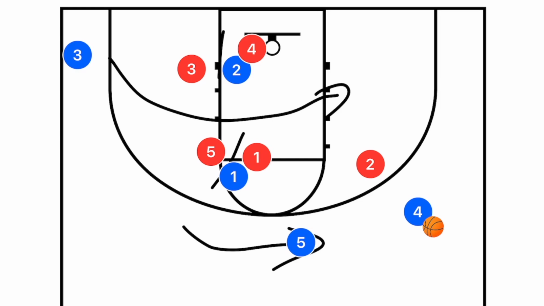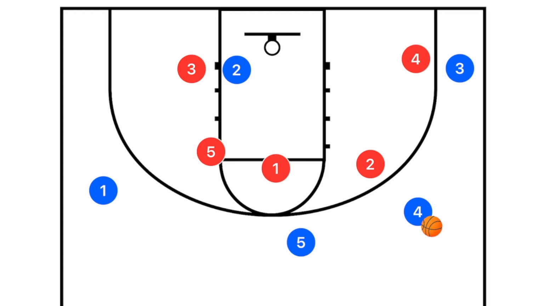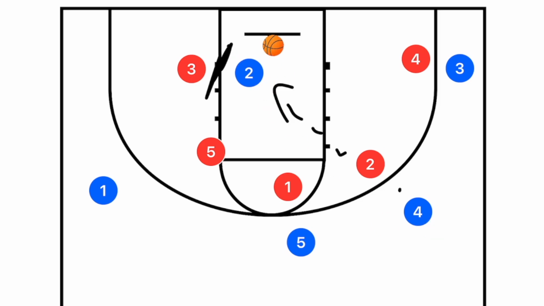Now, we have to really pay attention to this part, because now player 4, if he passes to player 3, could be a layup, or if they switch, now player 2 needs to be able to read this. Because he set that screen and now they called switch, he's in perfect position to just post up, get that pass, and get that layup.